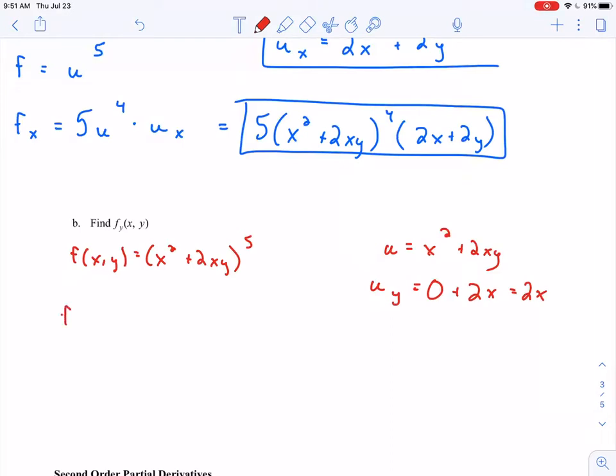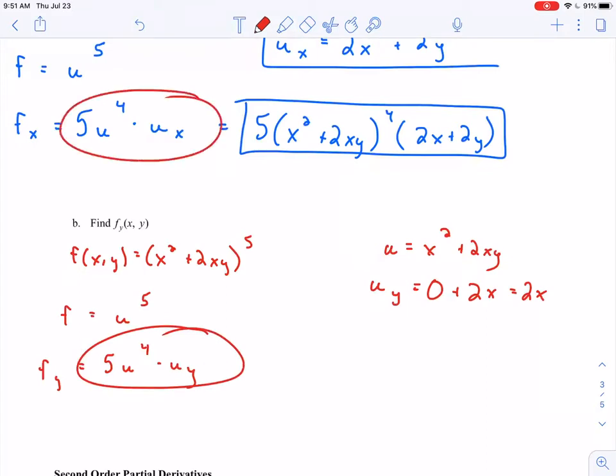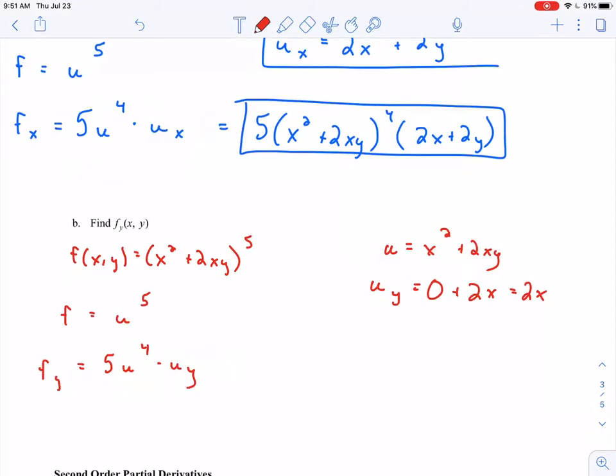So if you need to, we can rewrite this. This is f equals u to the fifth power. So let's see, f sub y, this is 5u to the fourth power times u sub y. Notice that when you use the chain rule, the overall structure of these is going to be the same. The derivative of that u part doesn't actually change. It's the derivative of the inside part, u sub x versus u sub y. That's where the difference is going to happen.